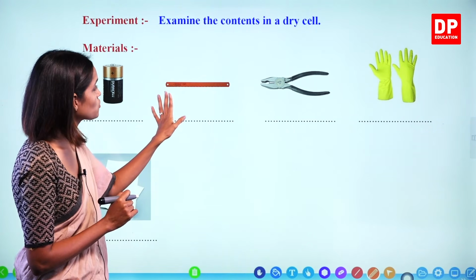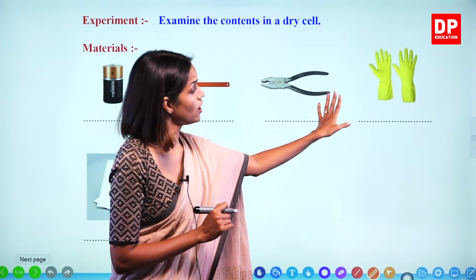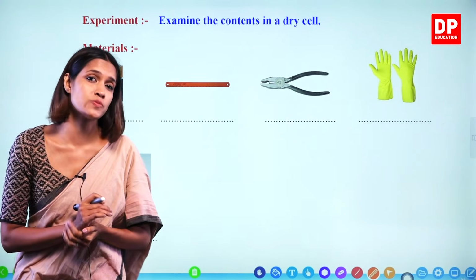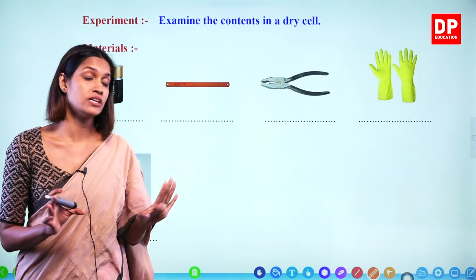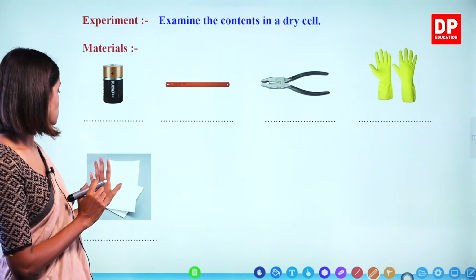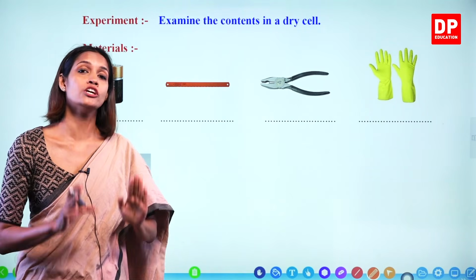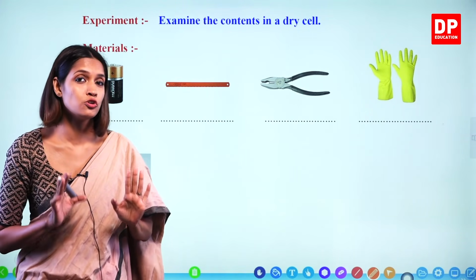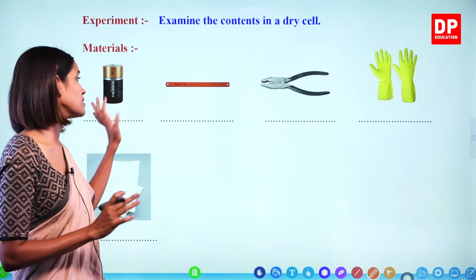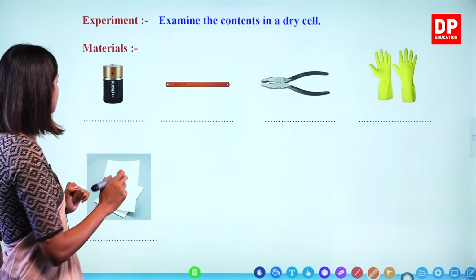And you need a hacksaw blade, a pair of pliers, a pair of gloves. Why do we have to wear a pair of gloves? That is because I told you there are chemical substances present, and some of them are harmful. And you need a sheet of paper. Remember, when you do this activity, you should not do it alone. You have to get the help of an adult, because there are chemical substances that you should not come into contact with. Okay? We will write this.